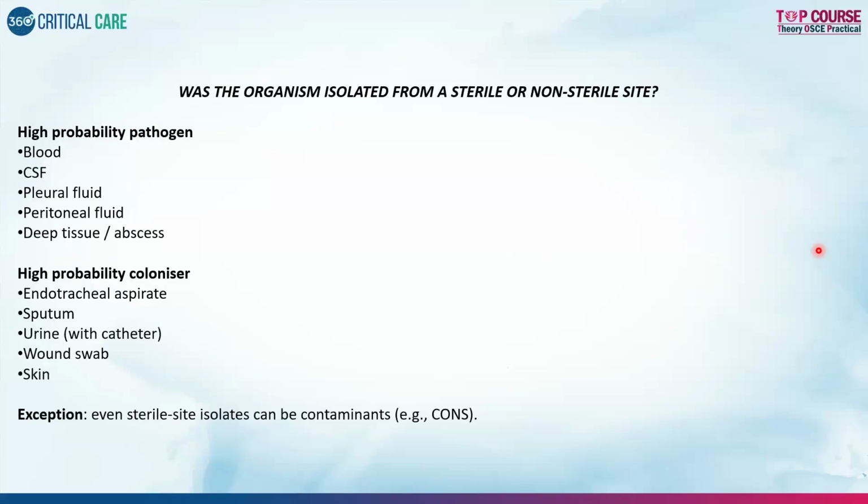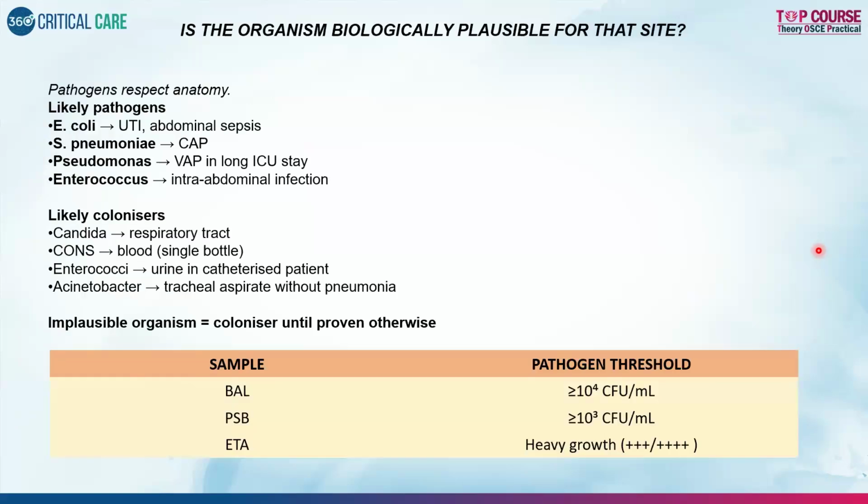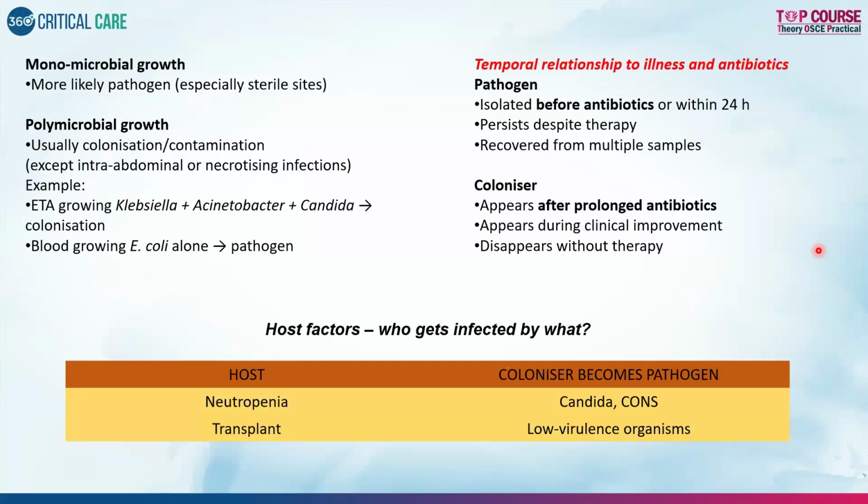Remember, whenever there is a pathogen in blood in an immunocompromised patient, it is more likely not a colonizer, and it mostly is a pathogen. Along with this, you need to know there are a few thresholds. If it's a BAL, a pathogen threshold of more than 10 to the power 4 colony forming units is definitely a pathogen. If it's a protected brush specimen, probably 10 to the power 3. If it's an endotracheal aspirate, they'll usually mention heavy growth. If heavy growth, it's definitely a pathogen. Remember, in neutropenic patients and post-transplant patients, colonizers may be the pathogen. So you definitely have to treat them.